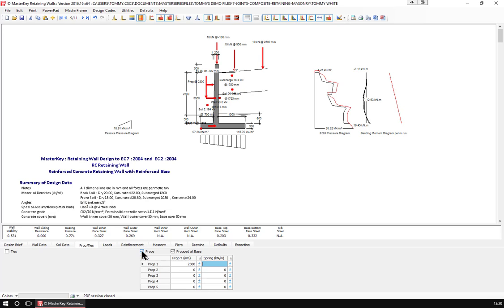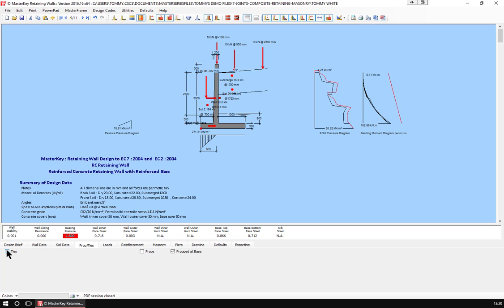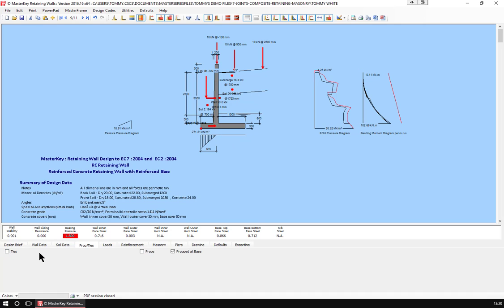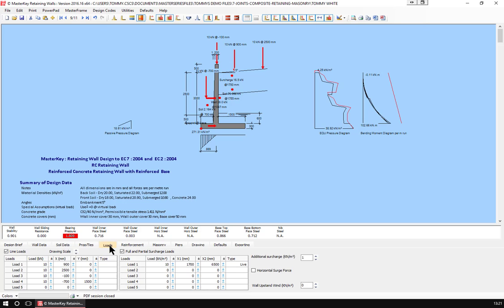So that's your props. I'll just take those out. We can also do the opposite. We can put a tie in, and you can put a tie at an angle. So if you have a wall you want to put in rock anchors or soil anchors and tie it up, you can do the same yourself and put the tying force. Never done one myself. So that's your props, and then we have the physical loads.